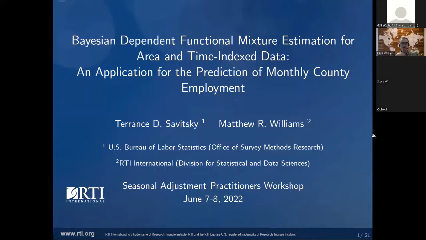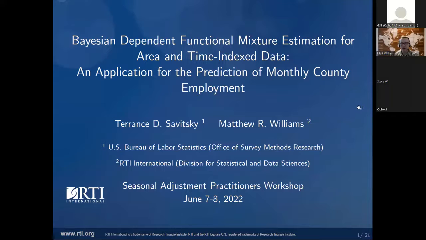Thanks to the organizers. This is really a fun workshop to participate in. So the title's a little bit long, and that's just because it mimics the paper. Bayesian dependent functional mixture estimation for area and time index data. And we're talking about an application to monthly county employment.